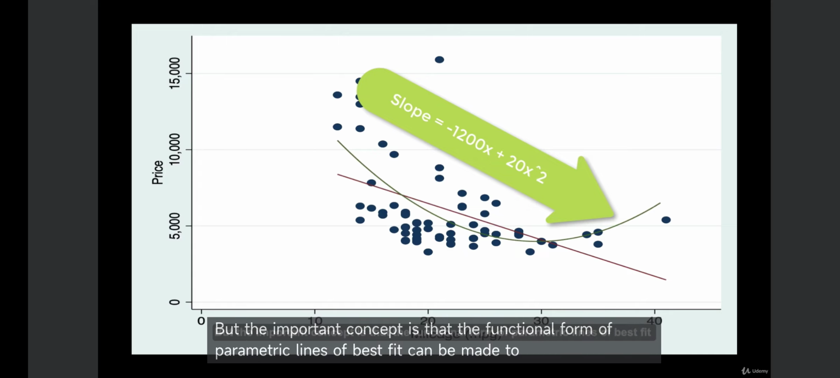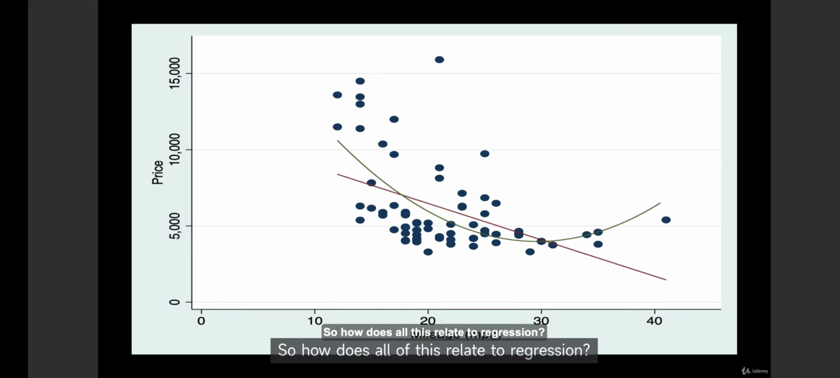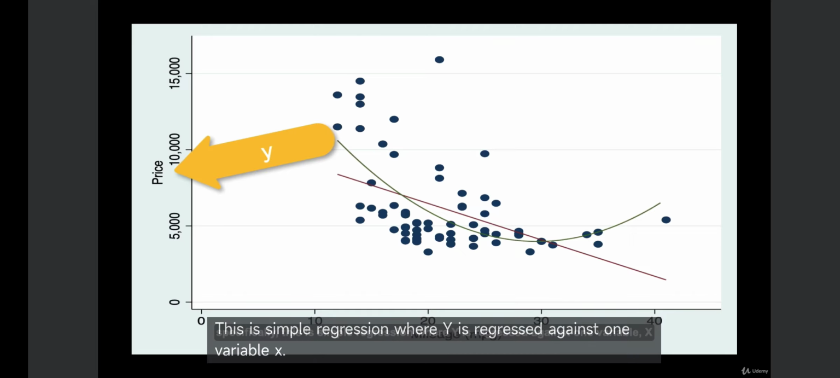But the important concept is that the functional form of parametric lines of best fit can be made to be very flexible, as long as enough parameters are available. So how does all of this relate to regression? Well, this is regression. Specifically, this is simple regression, where y is regressed against one variable x.